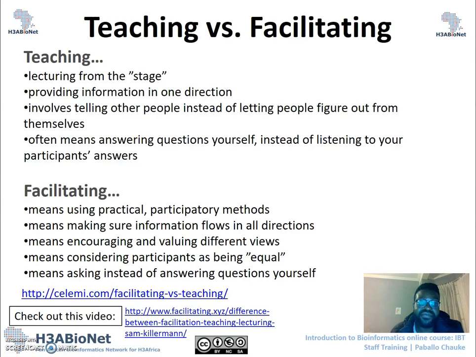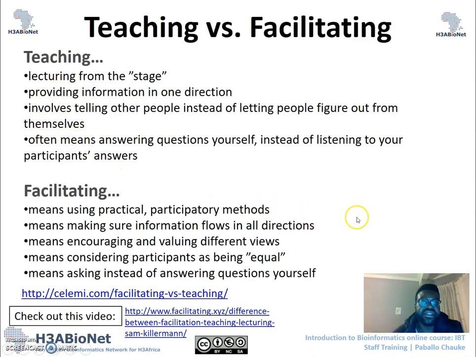Teaching often means answering questions yourself instead of listening to your participants' answers. Because you are the channel through which knowledge is delivered, as a teacher you tend to, well, teachers do listen as well, but this is what Selemi and Sam Killermann argue. So obviously there are differences here and there. However, in most cases, teaching involves these qualities over here.